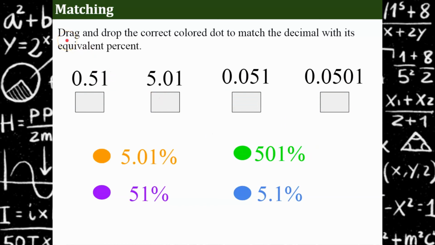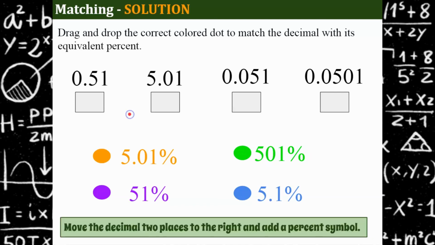Let's try a matching one. So if you were on a computer in my classroom, I'd have you drag and drop the correct color dot to match each with a decimal. You can just jot it on a piece of paper. Go ahead and pause and see if you can match all these up. Come back and hit play when you're ready to check your work. Welcome back. Let's see how you did.